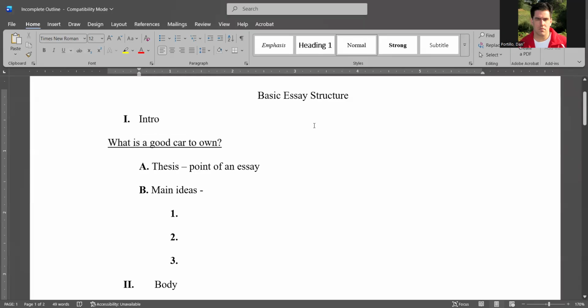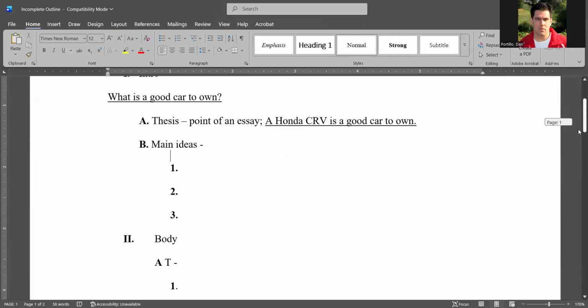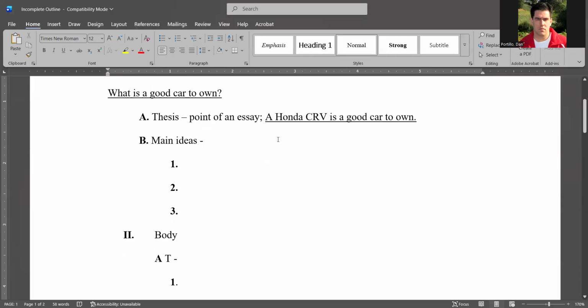In this case, I'll just use my brother's experience as an example. He used to have a Honda CRV before somebody crashed into it and totaled it. But he might say for his thesis, a Honda CRV is a good car to own, something along those lines. That's a thesis. That's the point. Then you have the main ideas. The main ideas are the reasons supporting your thesis. So I'll go ahead and put that here. They are the reasons supporting the thesis.